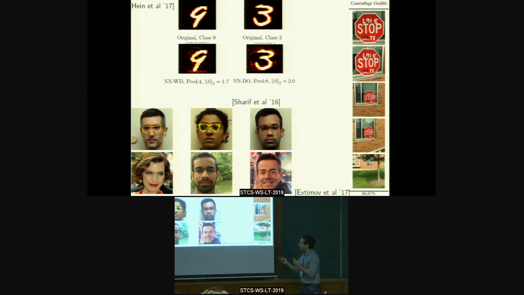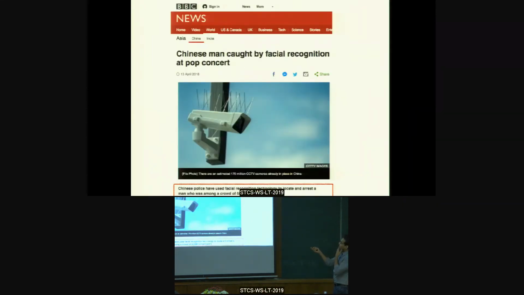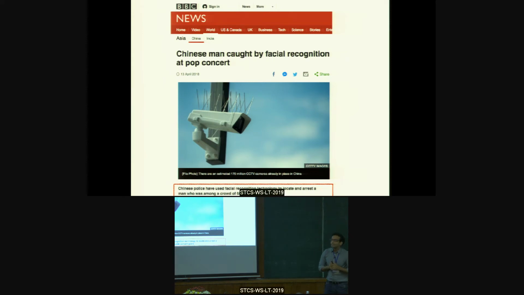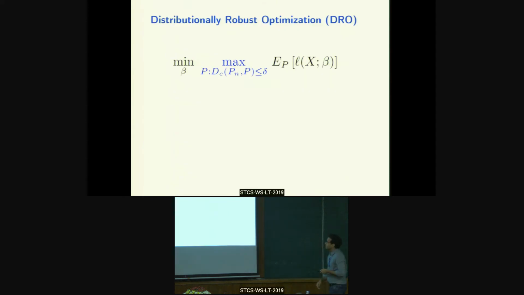Given that this is a state of the art algorithm and it has these problems, we already have them employed in practice. You see police arrest a man among a crowd of 60,000 concert goers. So there has been a lot of interest recently, both in machine learning and in optimization under uncertainty, to actually give certified guarantees for adversarial robustness.